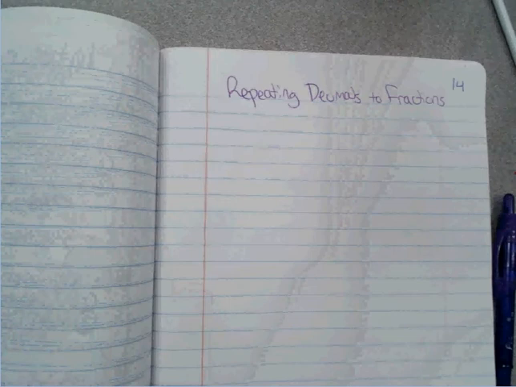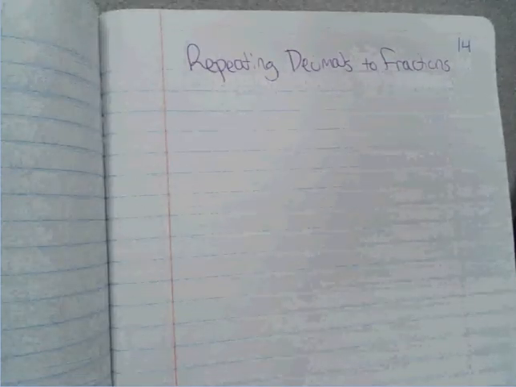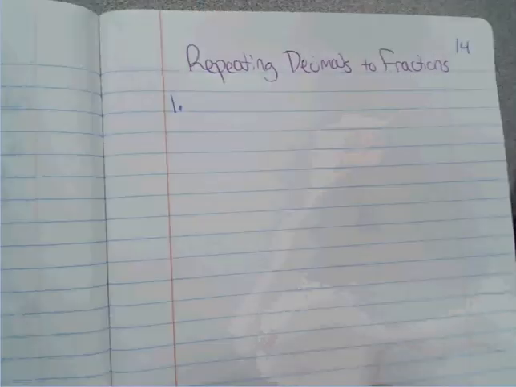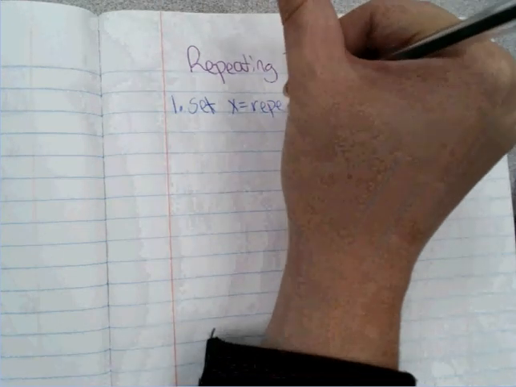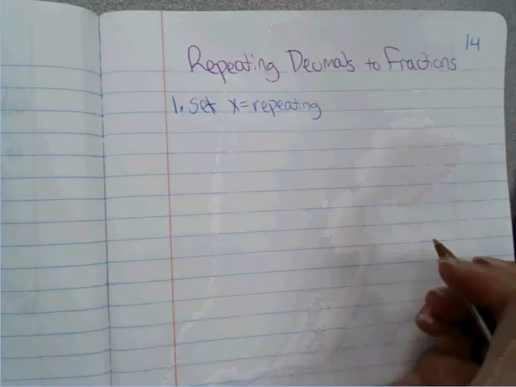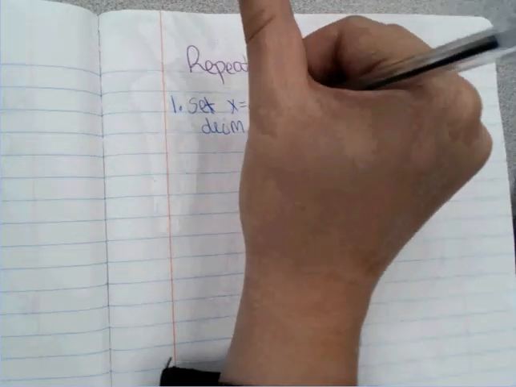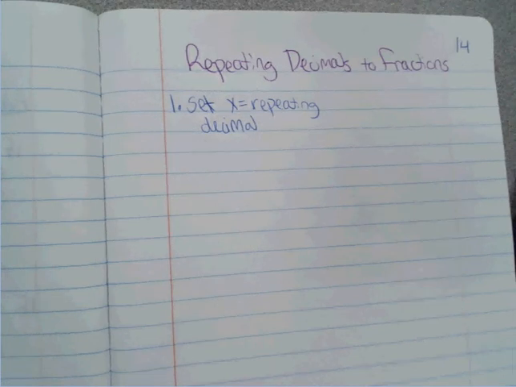So we looked at this Friday and we looked at it some more today. So now I just want us to write down the steps so we can always go back and reference this. So the first thing we have to do when we set these up is we're going to set x equal to the repeating decimal. As you write these, leave space off to the right to do our example, kind of separating it into two columns. So set x equal to the repeating decimal.